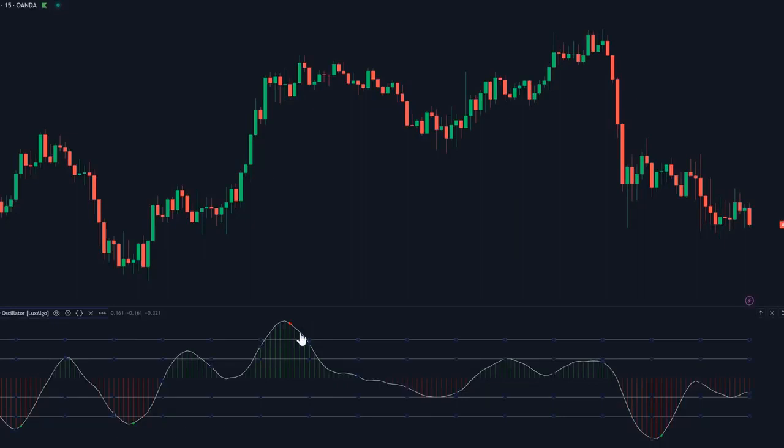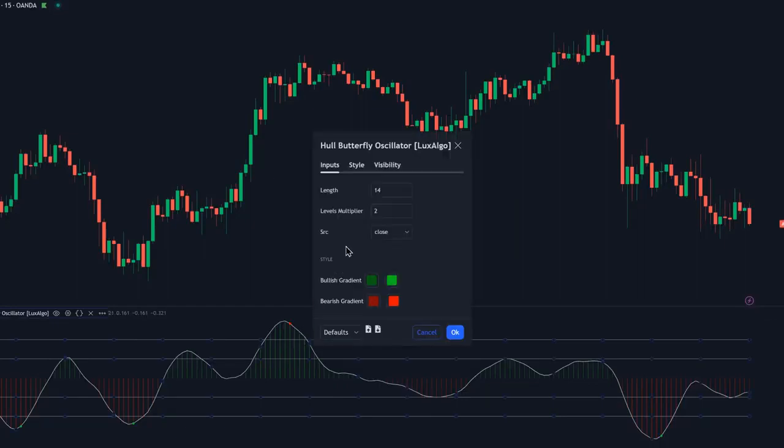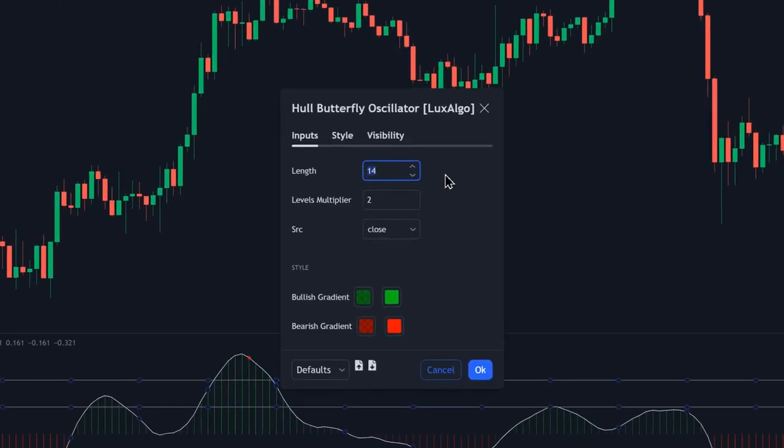Looking at the settings of this indicator, we can see that we can change things like the length, which determines the number of past price inputs considered by this indicator. This is going to affect this indicator's sensitivity to price. For this video, we're not going to change this number.